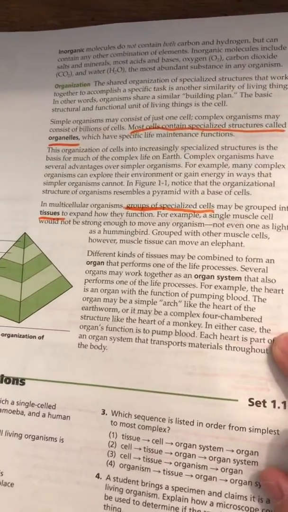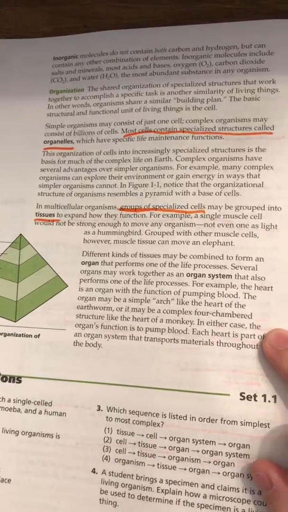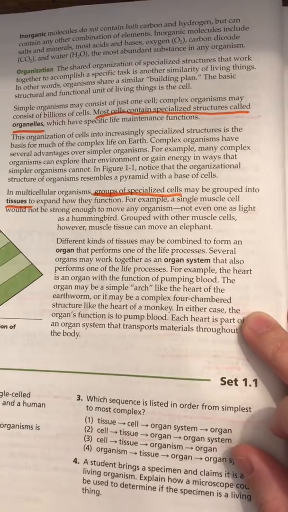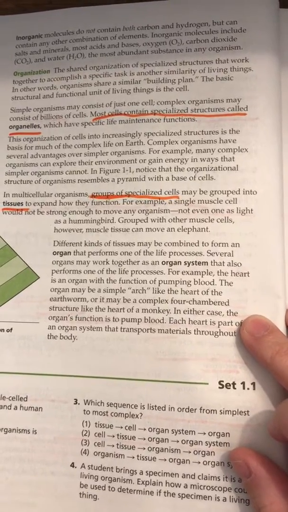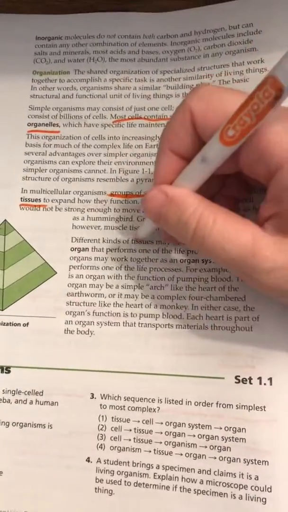For example, a single muscle cell would not be strong enough to move any organism, not even one as light as a hummingbird. Grouped with other muscle cells, however, muscle tissue can move an elephant. Different kinds of tissues may be combined to form an organ.